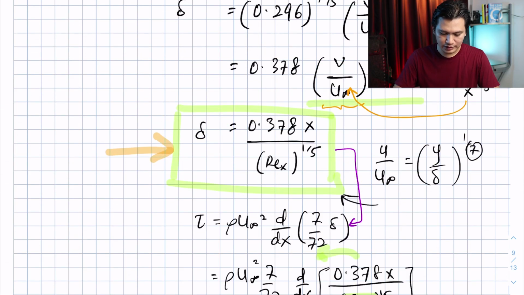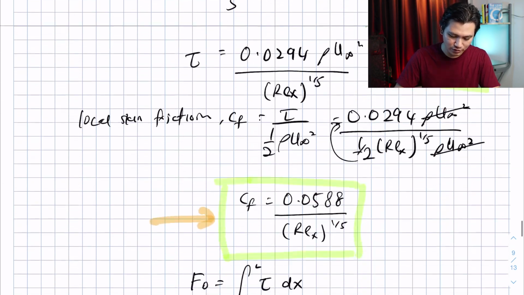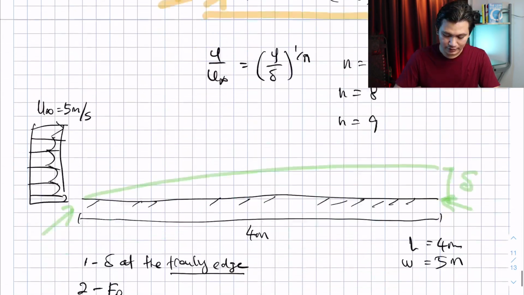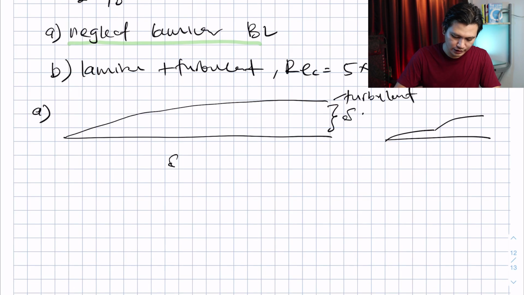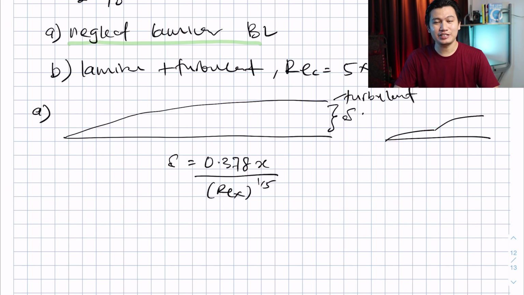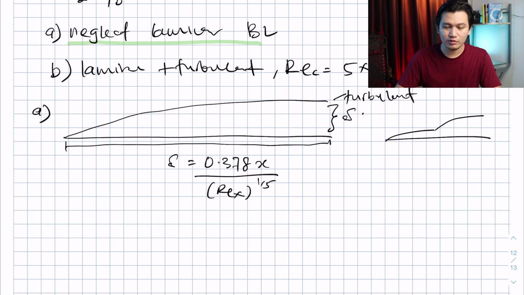So del is equal to 0.378x divided by Rex to the power of 1 over 5. And what is your x? x is the length of the flat plate, so it's this length. And this is equal to 4 meters. So x is simply 4, and you just replace the x.